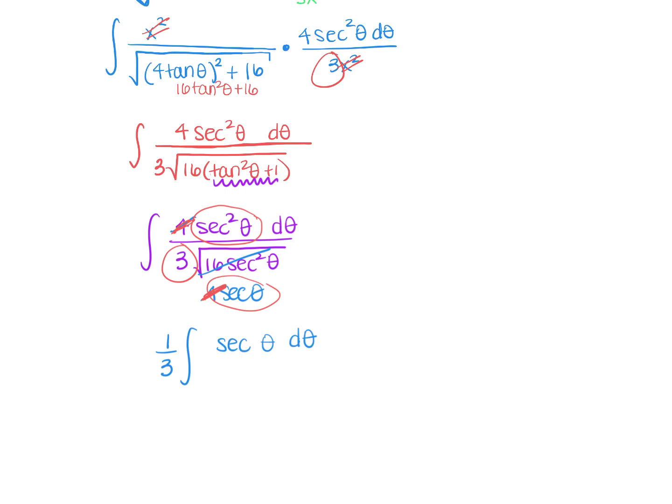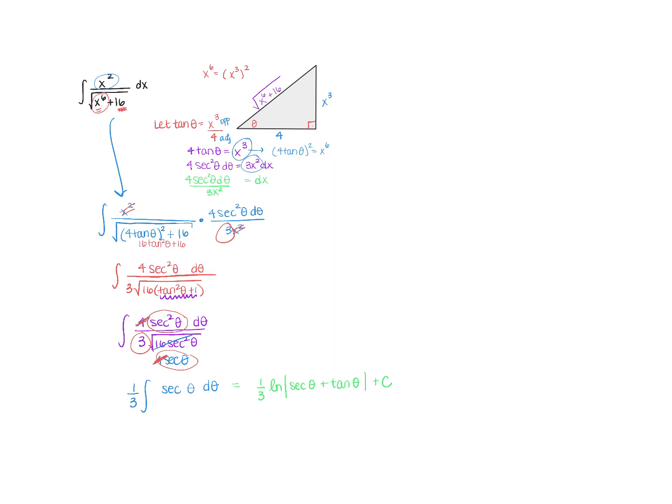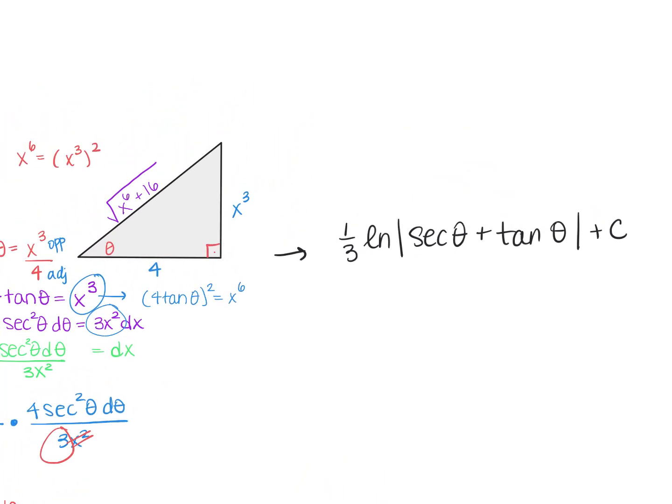Okay, well, I know what this integrates to. This is 1/3 natural log of the absolute value of secant theta plus tangent theta. And if I don't have bounds, I certainly have that plus C for that indefinite integral. And I'm going to go right back to my triangle where I started the problem, and I'm going to write my answer here, just copying this down. Okay, and now I'm going to use the triangle to finish my problem.